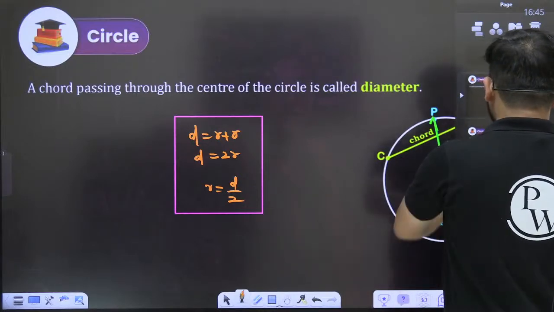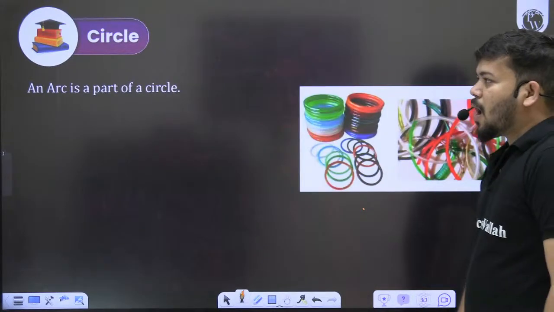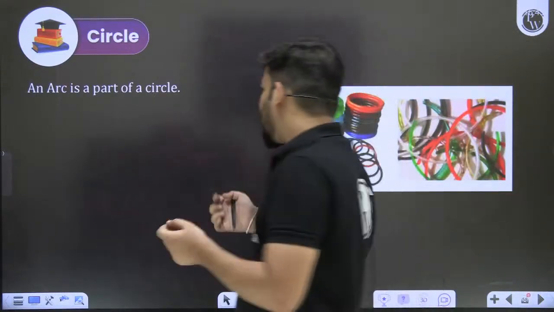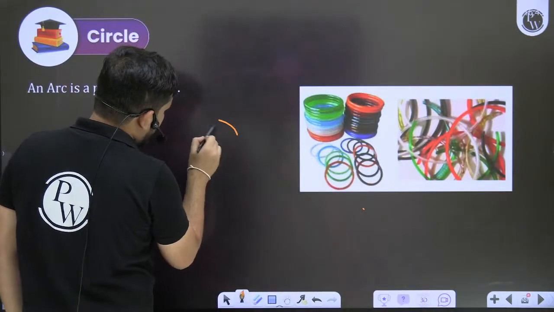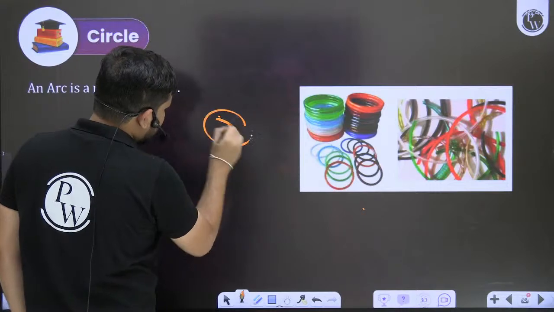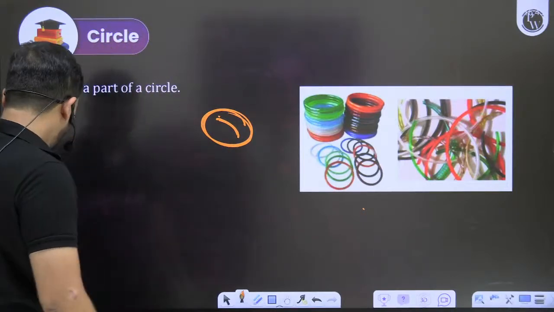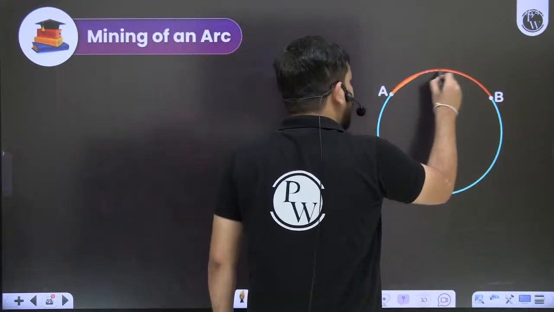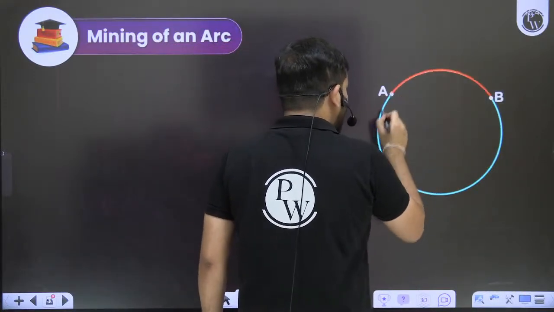Next one, the arc. An arc is a part of a circle. You can see bangles over here. If I break that bangle, it will look like this in shape. This is nothing but an arc of a circle. You can see here this red one is an arc. This one is also an arc.